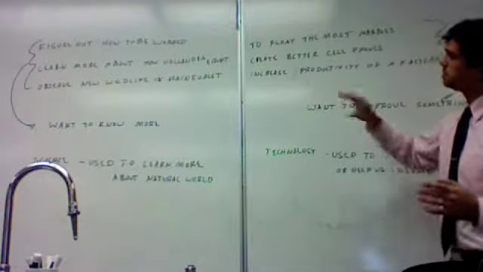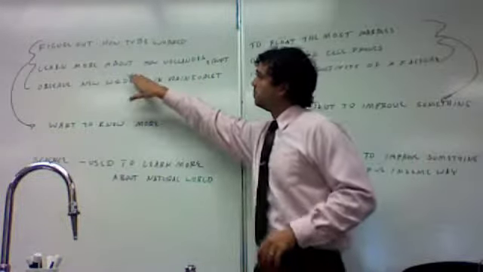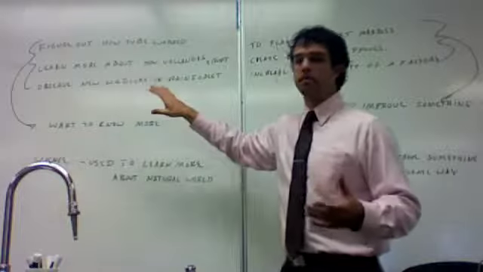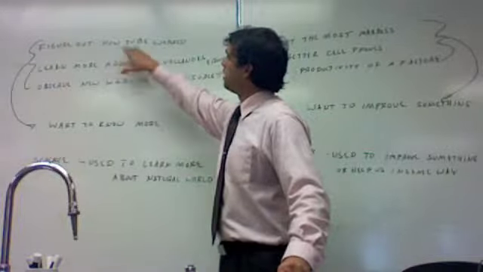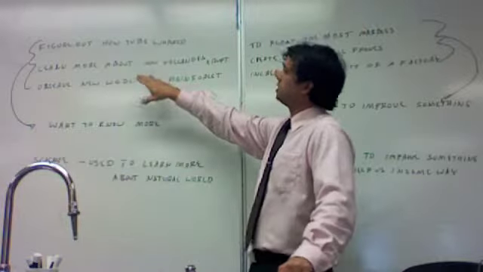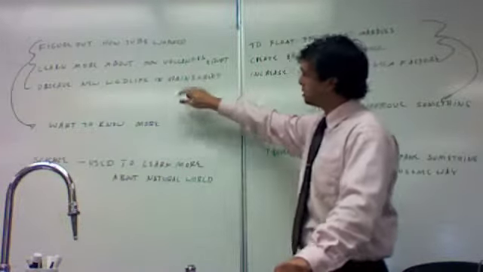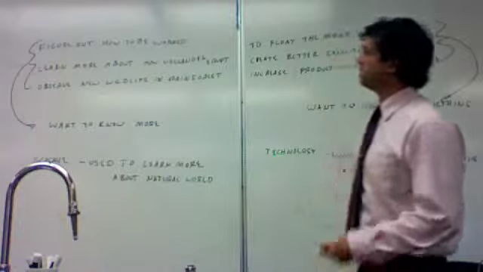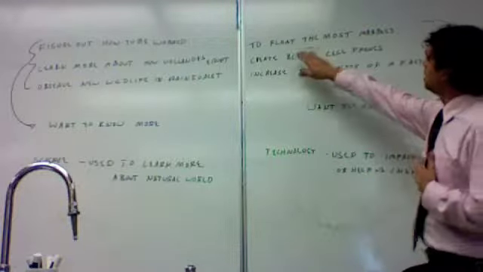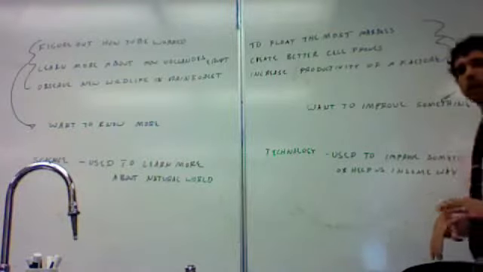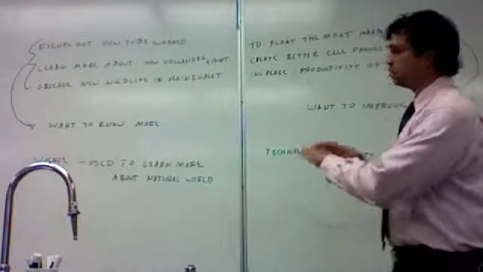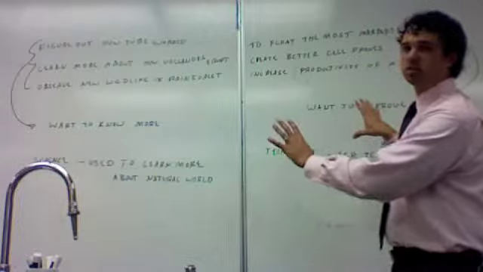And so I put up some other examples up here of other goals that we might have when we're trying to learn things. Underneath "figure out how the tube works," I put learn more about how volcanoes erupt and observe new wildlife in rainforests. And over here, next to "float the most marbles," I put create better cell phones and increase productivity of a factory. What we really focus on is the difference between those two types of goal statements.